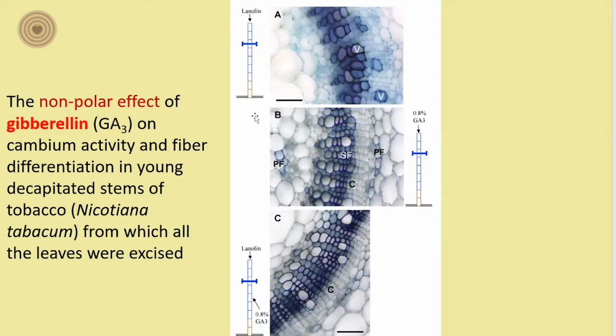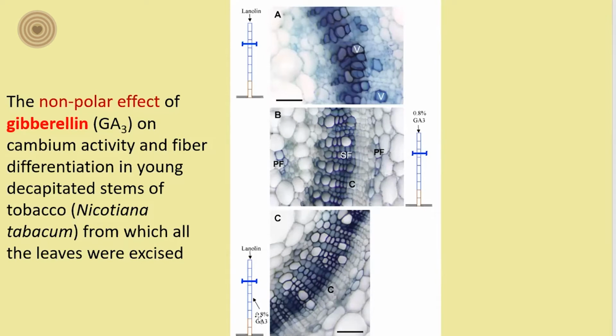With no gibberellin, you can see a few vessels that differentiated, but no fibers. When gibberellin was added above, you can see fiber differentiation in the xylem, in the wood, also inside, because these plants, this is Nicotiana tabacum, also have inside fibers and also fibers in the phloem.